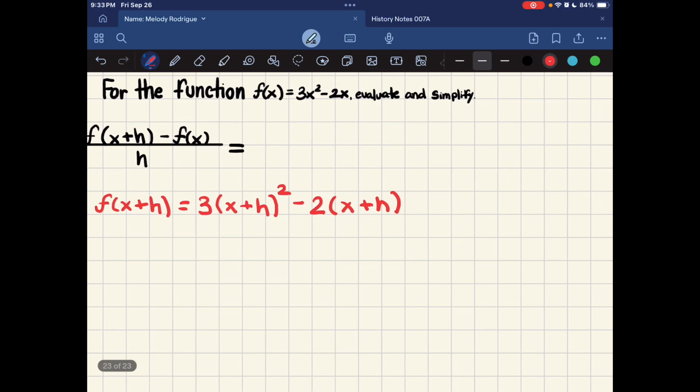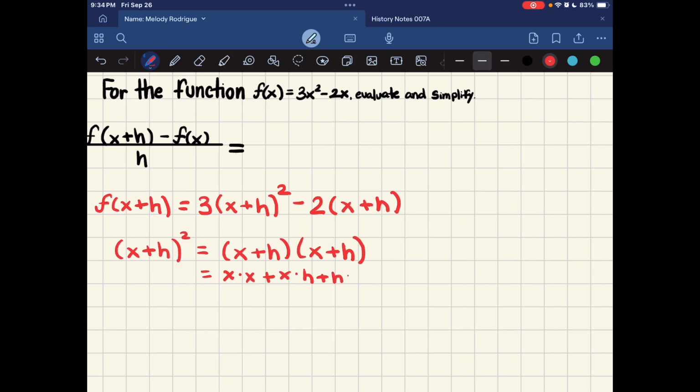So we can write x plus h squared equals, and then we just write it 2 times because of the power of 2. Okay, and now we're just going to FOIL. So when we FOIL, we get x multiplied by x plus x multiplied by h plus h multiplied by x plus h multiplied by h.